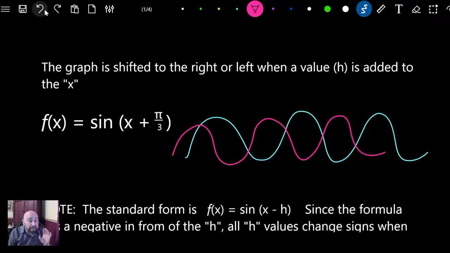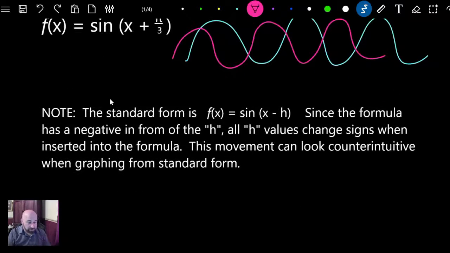And when we had a formula that moved it to the right or to the left, it actually seemed like it was going the wrong way. Same thing is happening here. So what's going on? Let's look down here. Notice that the standard form for this is f(x) equals sine times (x minus h). Now this is the key right here, this minus sign, okay?